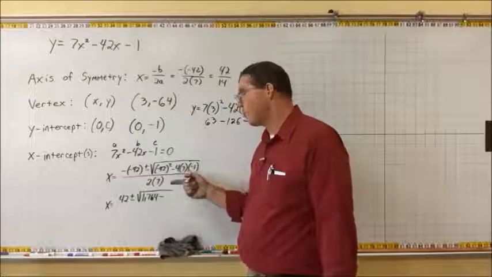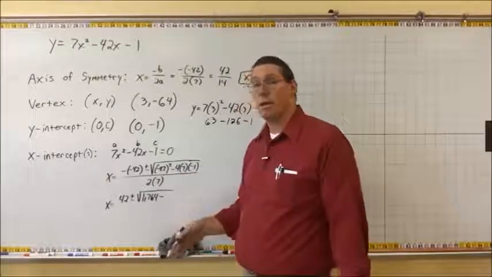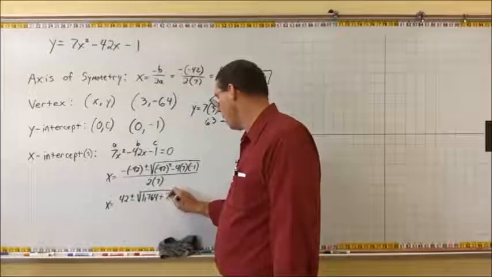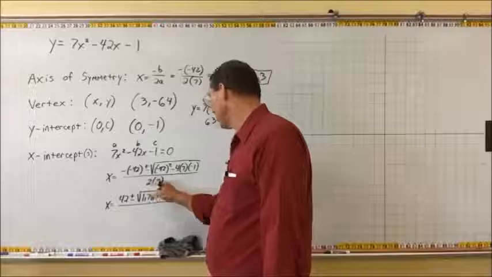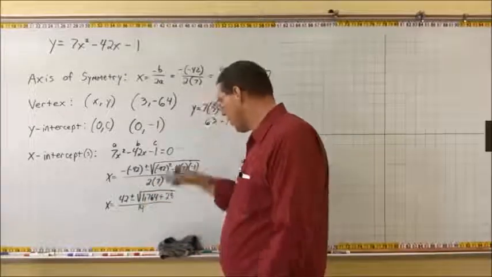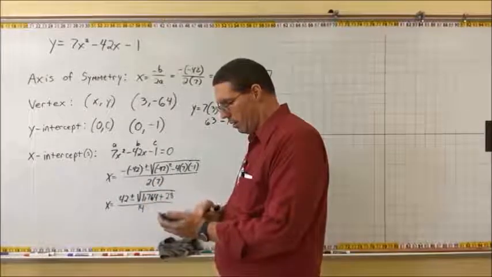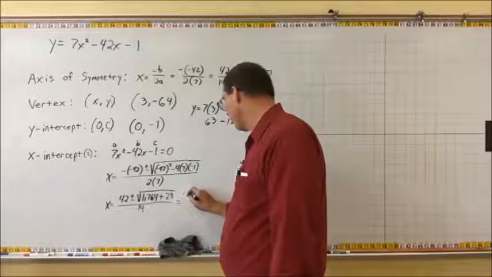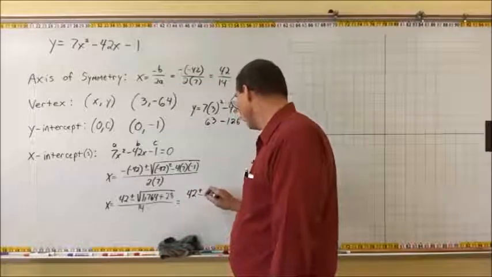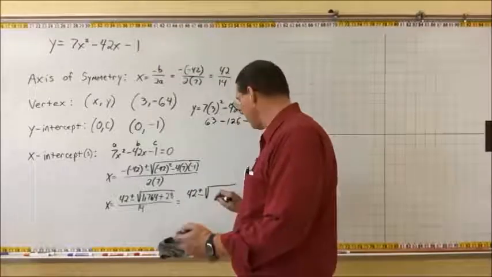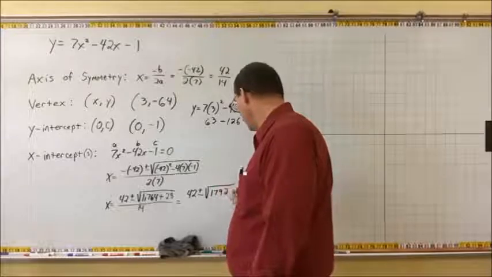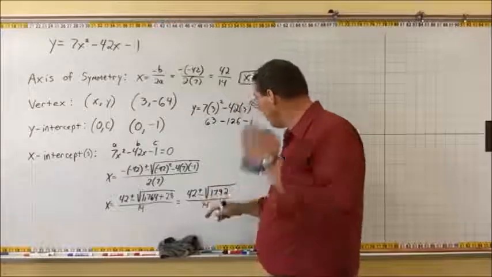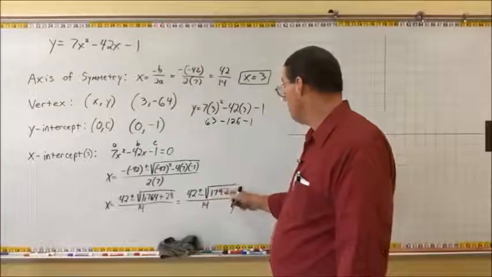Well, 4 times 7 is 28. 28 times negative 1 is negative 28. And it's minus negative 28, so that makes it plus 28. All over 2 times 7 is 14. And 1764 plus 28 is 1792. So now what we have is 42 plus or minus the square root of 1792 all over 14. And one of them will be plus and one of them will be minus.